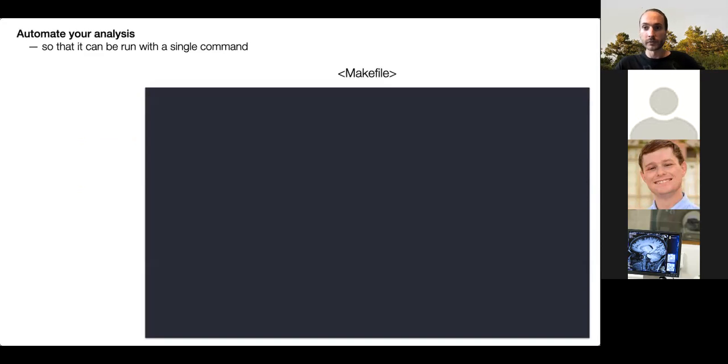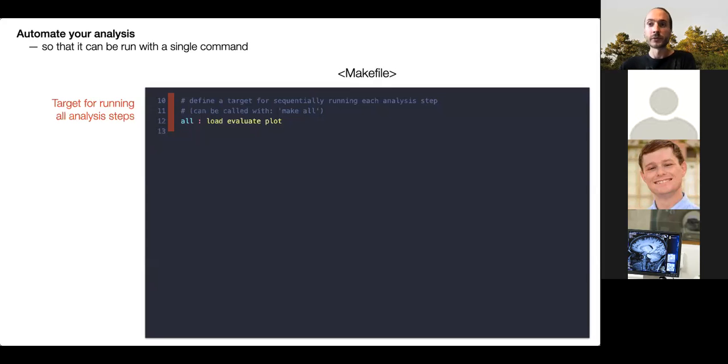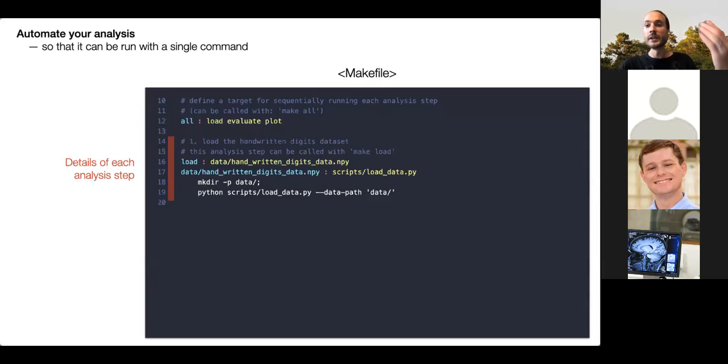Another common way of doing this, which comes more from computer science, is to create a Makefile. A Makefile at first looks very complicated, but it's actually relatively simple to understand. You specify targets in your Makefile, which can then be called by typing make and then the name of the target in your terminal. For example, we could have a target called all. This target would depend on the following subcomputations, which are here load, evaluate, and plot. And then we would specify these individual subtargets further down in the Makefile.